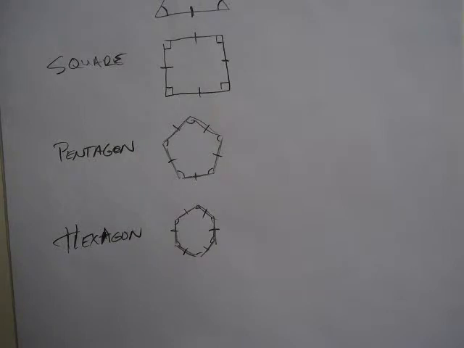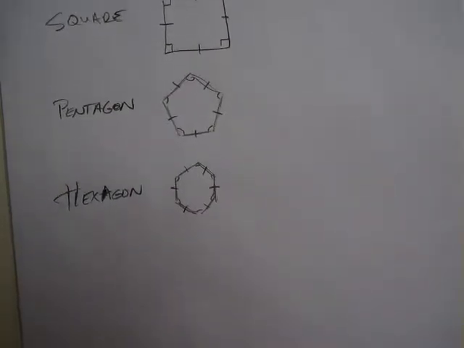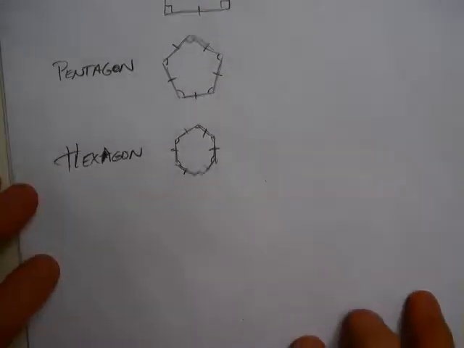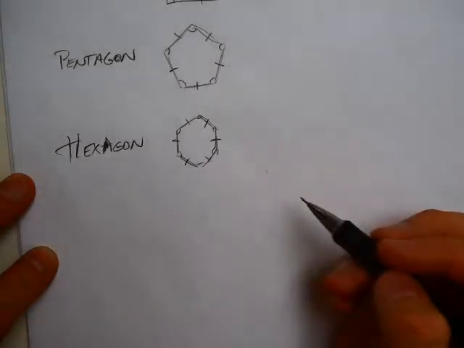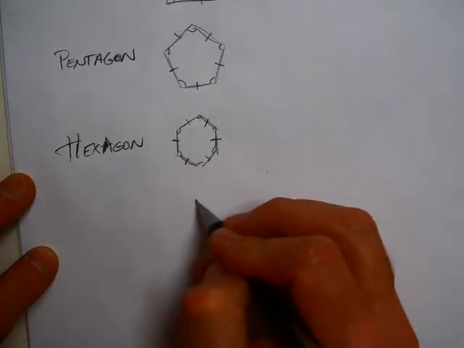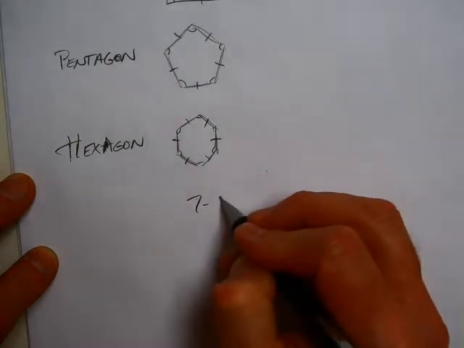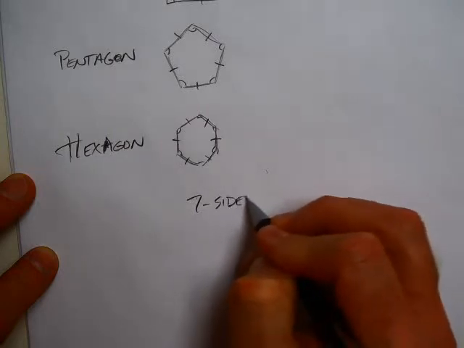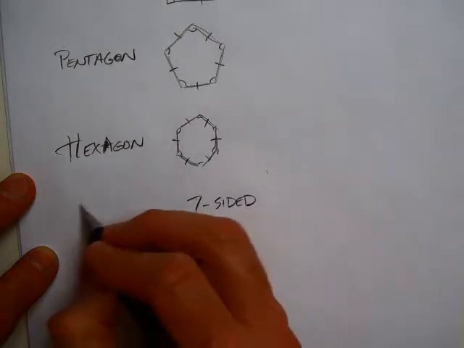Seven sides. Septagon. You're right. How'd you know that? I kind of guessed. It's a good guess. Okay, I'm going to quit drawing at this point because I don't know how I would draw a 7-sided regular shape. That's going to be a septagon.